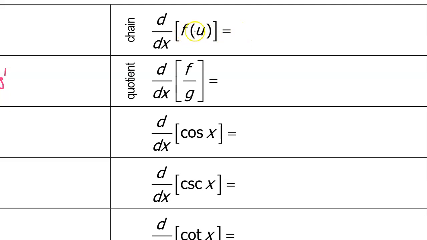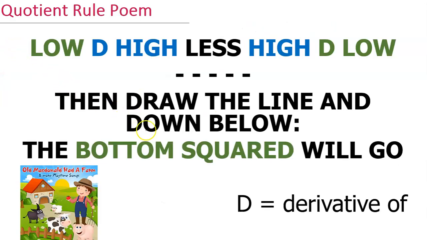For the chain rule, first you take the derivative of the outer function, and for a minute there you leave the inner function alone, but then you multiply by the derivative of the inner function. So there's the chain rule. And then there's the quotient rule. This is where you try not to disturb the person sitting next to you while you mutter the quotient rule poem to yourself. Low D high, less high D low. Draw the line, and down below, the bottom squared will go.